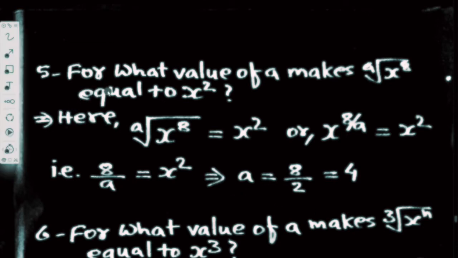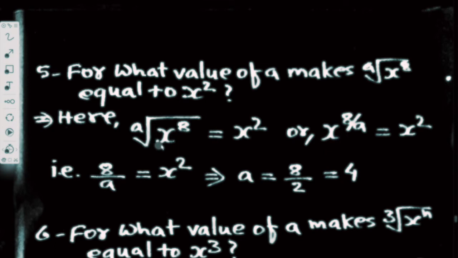Five number given: for what value of a does root a under x power 8 equal x square, or x power 2? Here, see: a root under x power 8 equals x square. In the question it is given that a root under x power 8 equals x square. It means the same thing is written here.